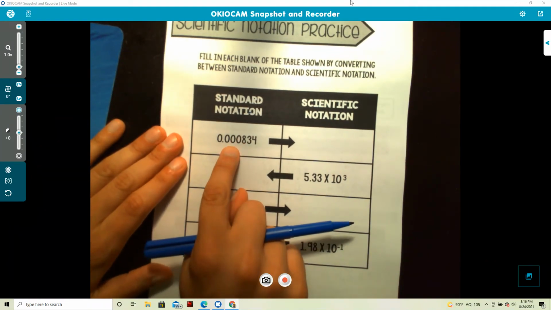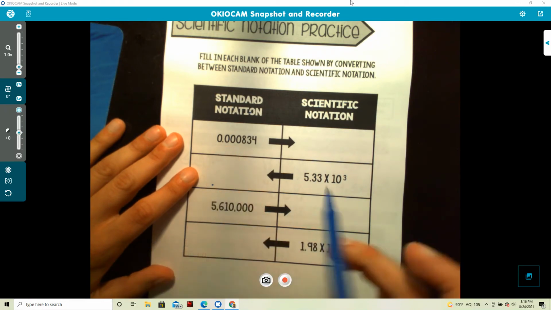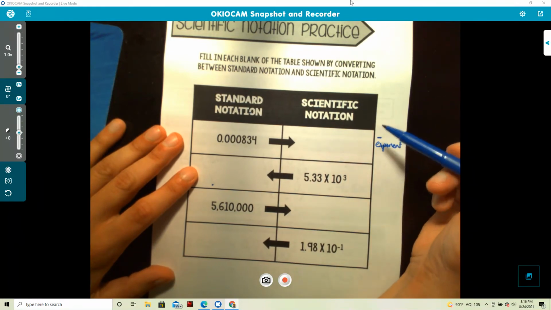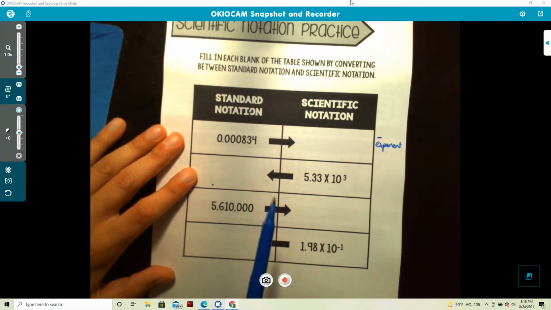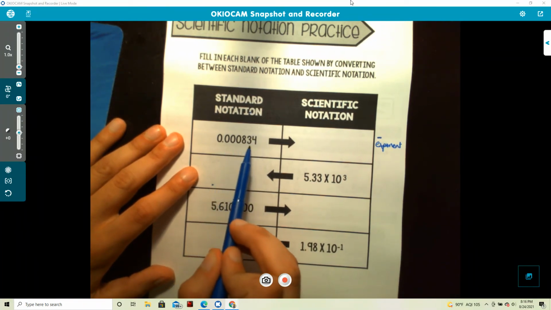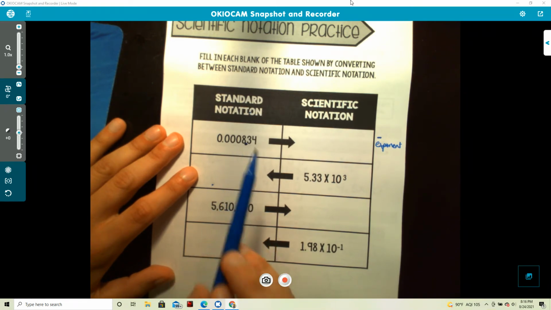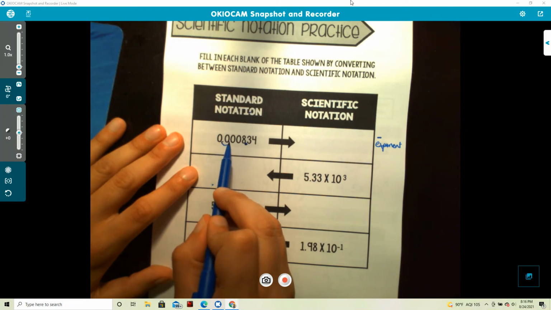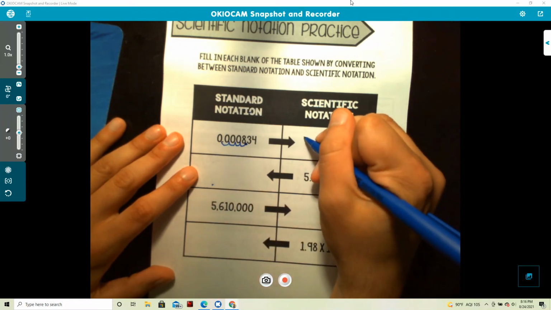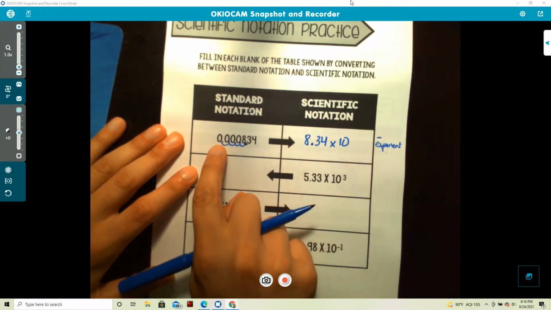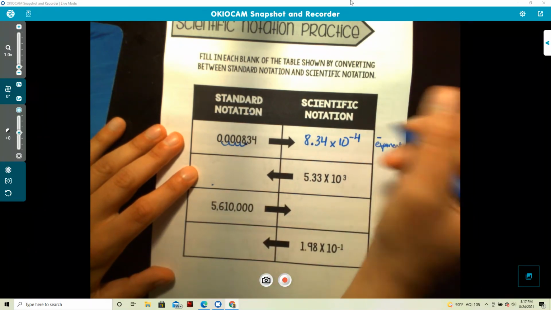All right, so we have standard. It's a number less than 1, so that means we're going to have a negative exponent. So when it's times 10, it's going to be times 10 to the negative some power. All right, so where do we want our decimal to go? We want our decimal to go right here because we want one number to the left of our new decimal to be any number between 1 and 9. So it's going to be right after the 8. And we're going to move 1, 2, 3, 4 times. So we're going to express this as 8.34 times 10 to the -4.